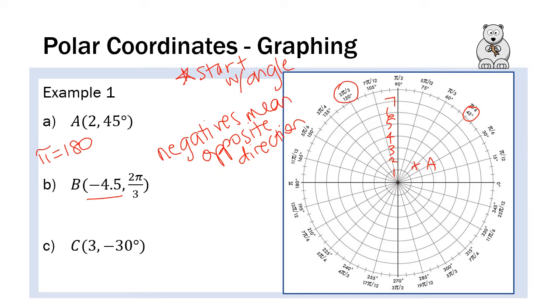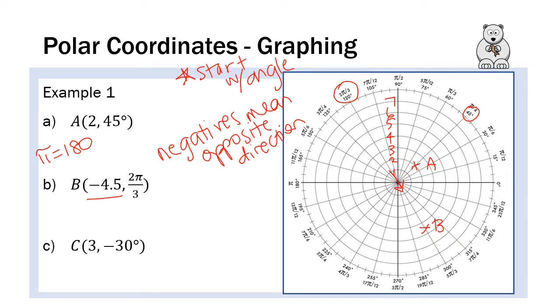And we are going to go negative 4.5. So negative goes in the opposite direction away from the angle. If it's the radius, it goes away from the angle. So instead of going towards that 120, we're going to go away from it, starting at the pole. And it's 1, 2, 3, 4.5 right there. Okay, and that is point B.